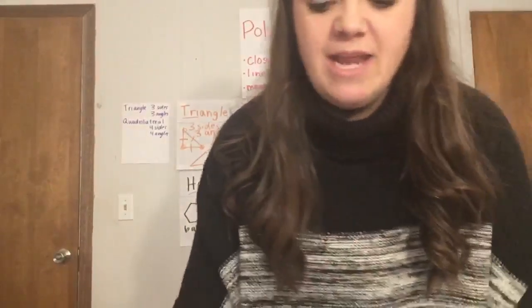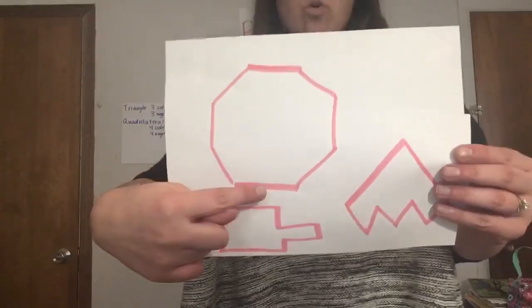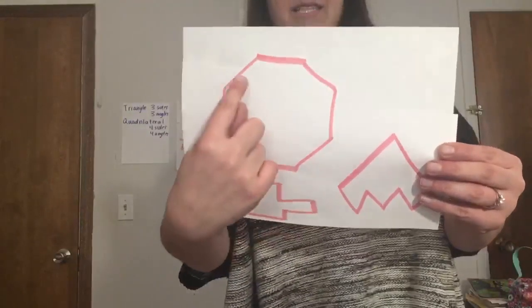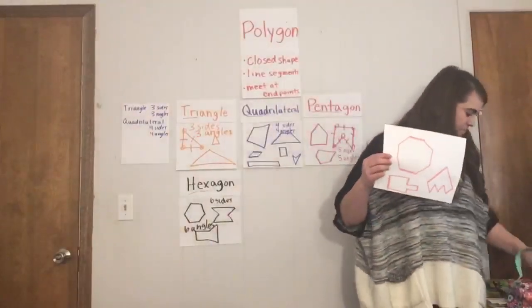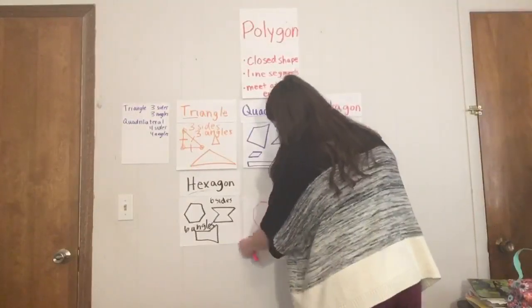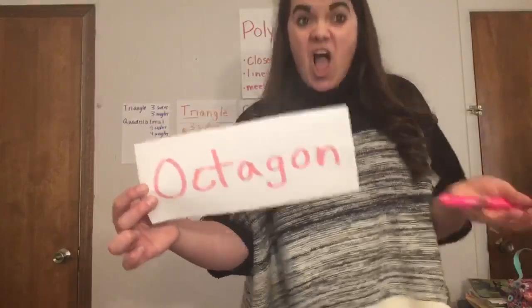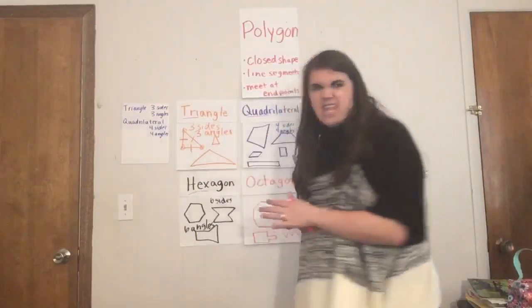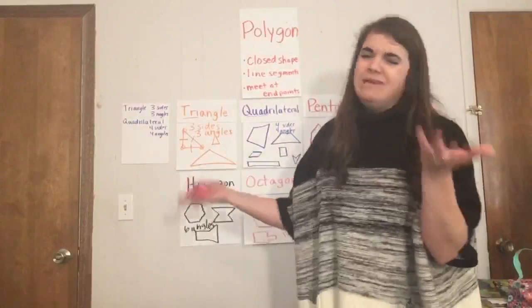Okay, our next one is like this. It's kind of what a stop sign is. It has 1, 2, 3, 4, 5, 6, 7, 8. This one has 8 sides and 8 angles. If it has 8 sides and 8 angles, it's an octagon. Octa means 8, like an octopus. An octopus has 8 legs or 8 tentacles. You with me?